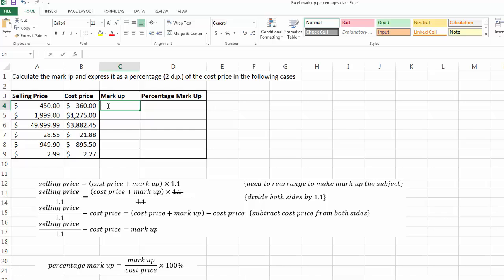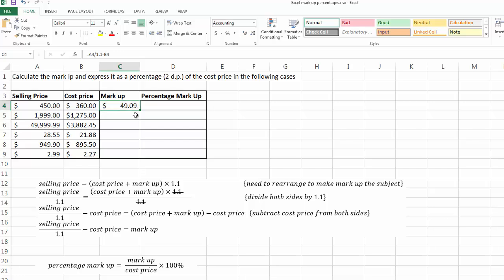So I type in equals, because that's how you start every formula. I need to have the selling price divided by 1.1. So selling price over 1.1. And then I need to subtract the cost price. So I click on there. Enter. Okay, the markup is $49.09.